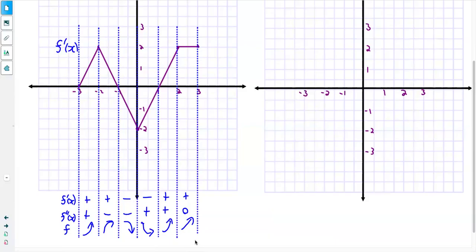Now to start out this graph, we're going to mark the starting point they gave us. So we're going to mark f of 0 equals 0 and work from there. So at 0, we're at 0.